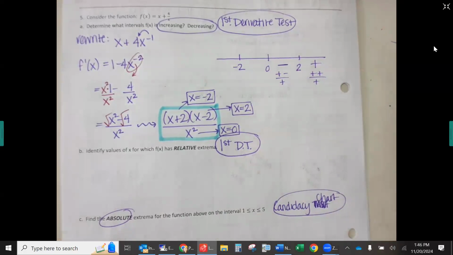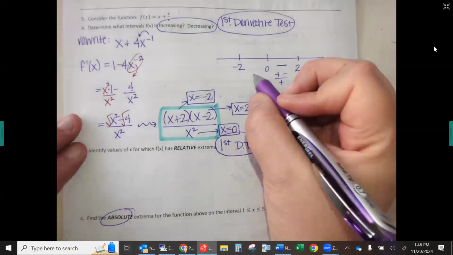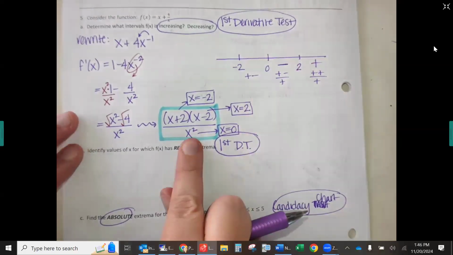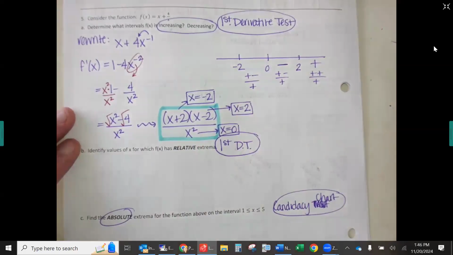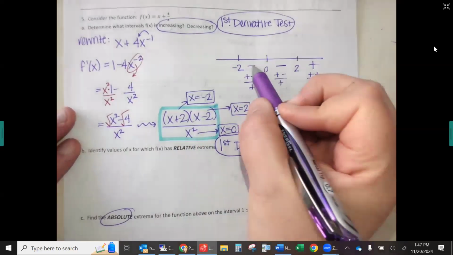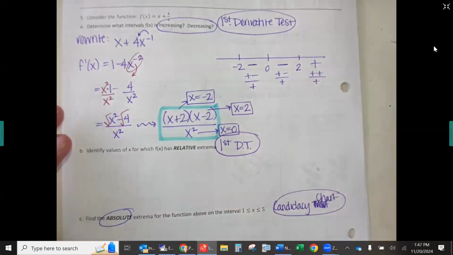Between 0 and -2, what can we pick? -1. What's -1 minus 2? Negative. What's -1 plus 2? So I have a negative, positive. And then on the bottom, it's a -1 squared. Positive. How's that piece going to come out? Negative. Because remember, the negatives only cancel out in pairs.